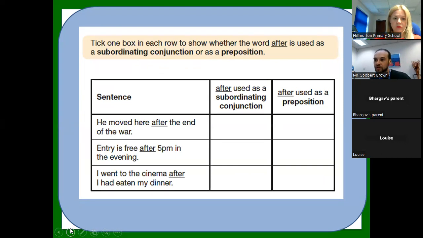Yeah, this one: tick one box in each row to show whether the word after is used as a subordinating conjunction or as a preposition. This is a really tricky one, so this one would be towards the end of the paper. And that's how all of these papers work. They start off with easier questions and they get progressively trickier as they go through, as they're moving up the key stage, I guess.